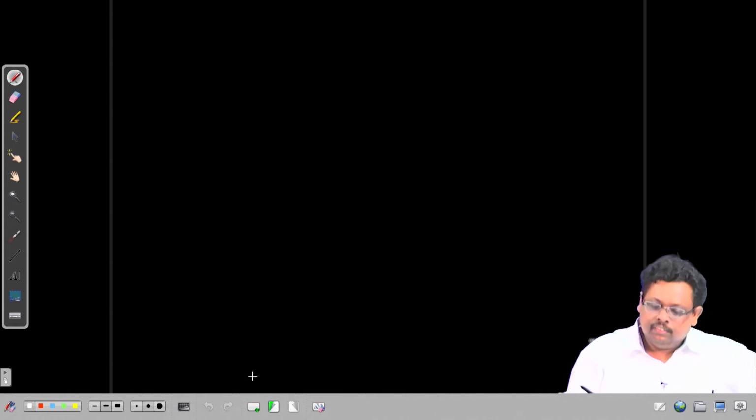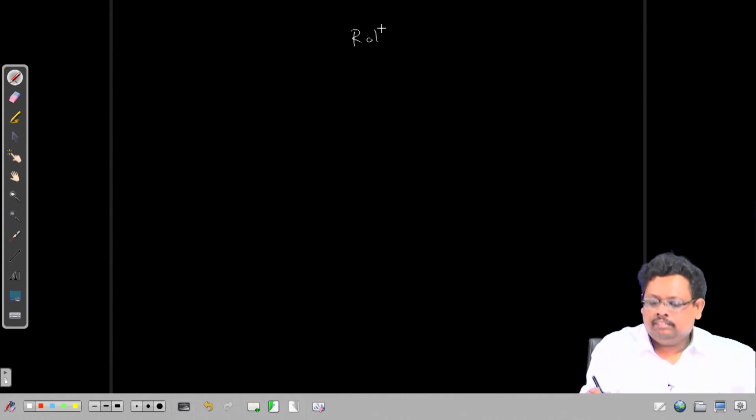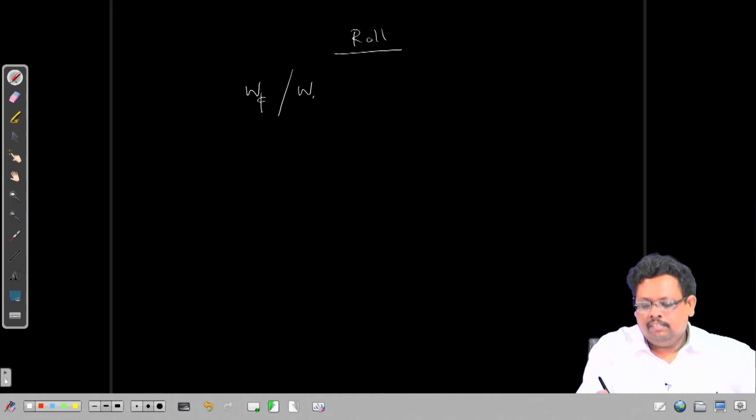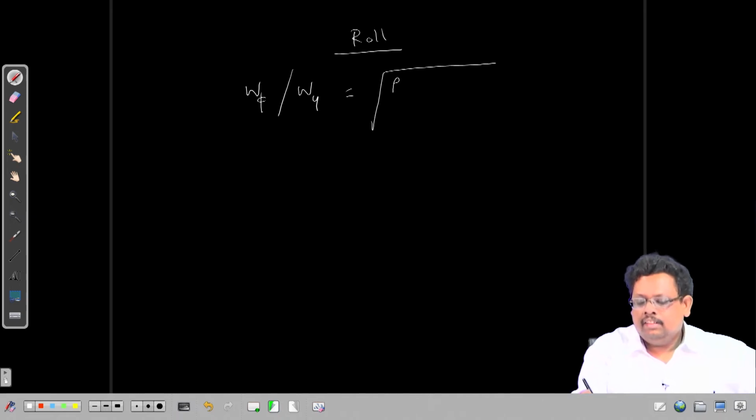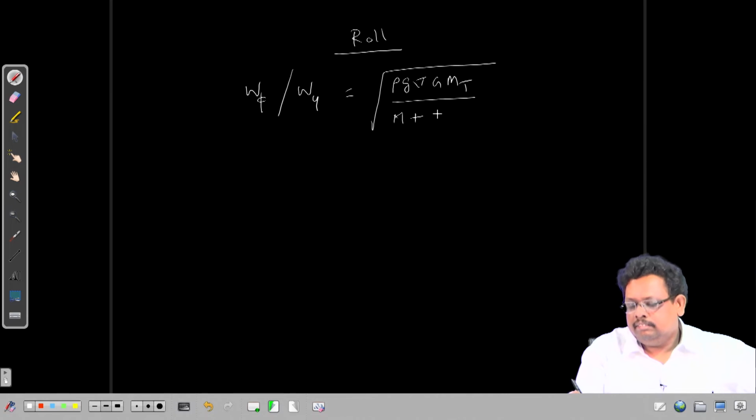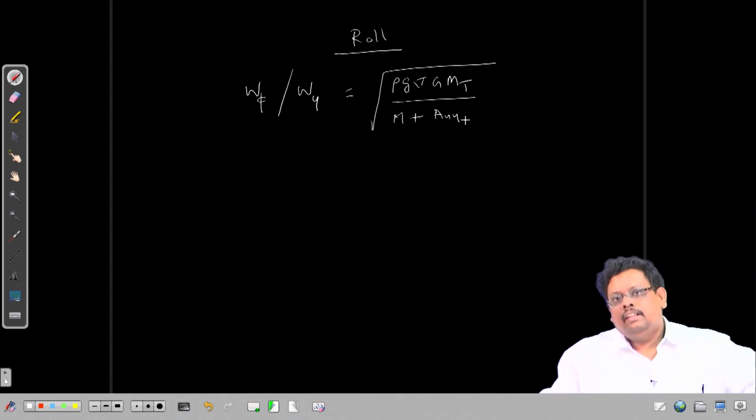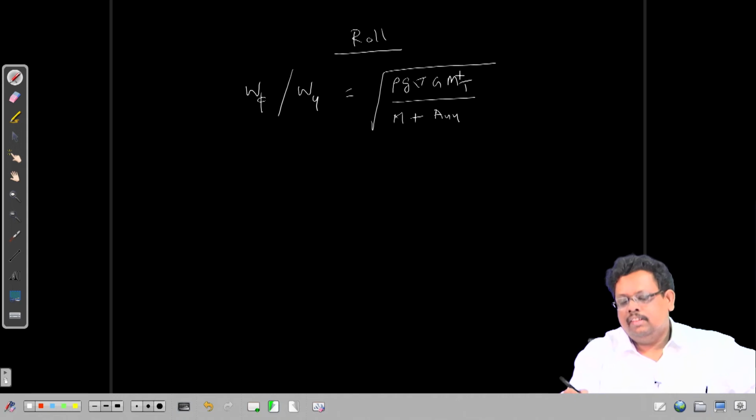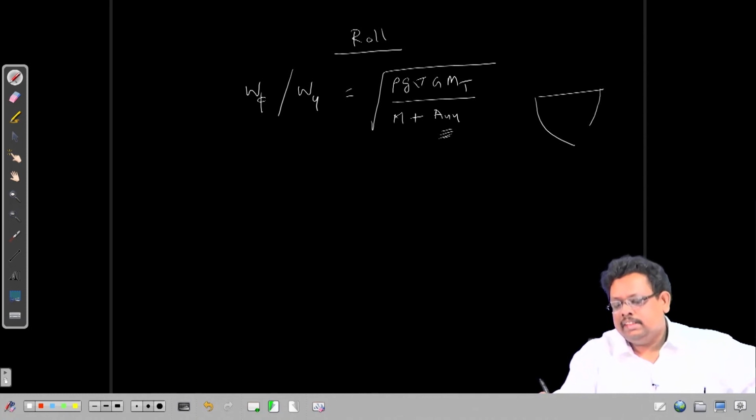Now, let us see what happens for the roll. In the case of a roll, your natural frequency, which you can say omega 4, equals again rho g V into GMT divided by, now it is M4 and also A44. Here again the same thing, if you do all these things, this is much lesser compared to the pitch, because here you have only this thing.